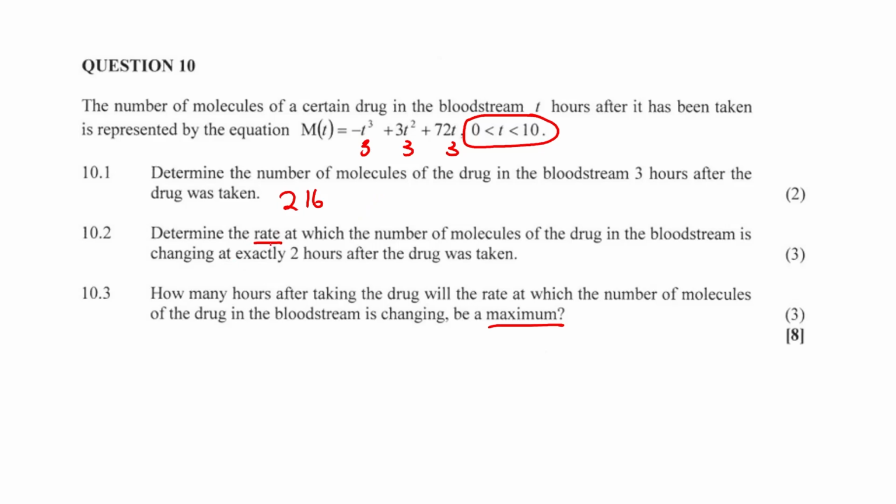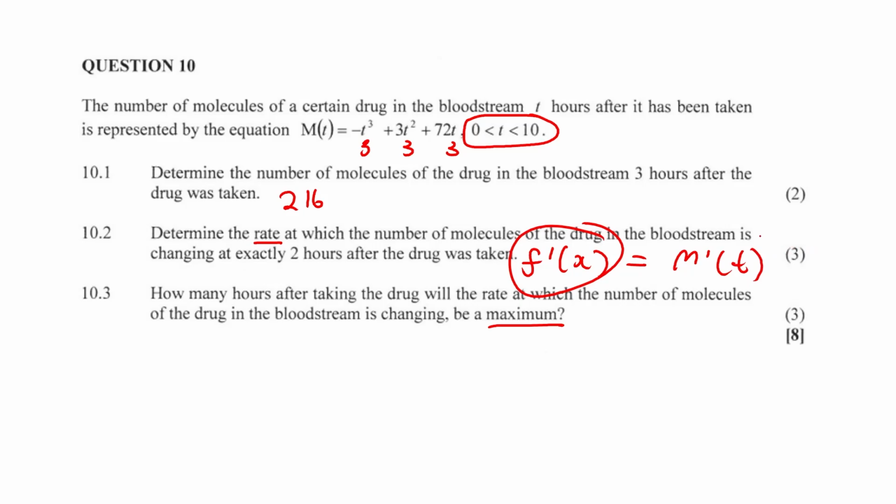10.2 is a bit different though. Determine the rate at which the number of molecules of the drug in the bloodstream is changing at exactly 2 hours after the drug was taken. The rate at which, so that means first derivative immediately. Straight off the bat, we do our first derivative. Just to apply it to this question, it would be M dash t or M prime t.